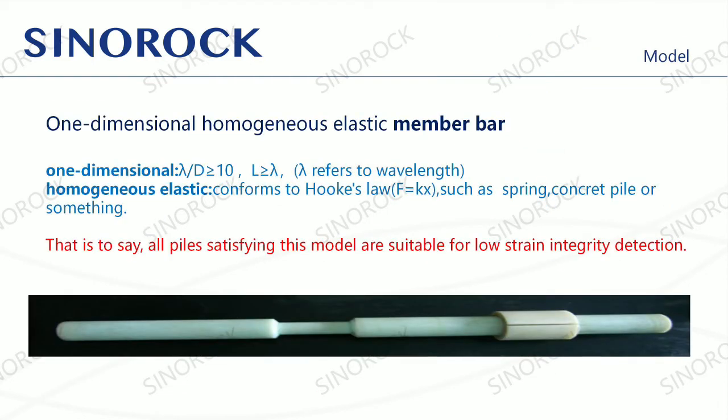The theoretical model of this method assumes one-dimensional homogeneous linear elastic members. First of all, our understanding of one-dimensional is that the ratio of pile length to diameter should be greater than 10. For example, a pile with a diameter of 1 m and a pile length of 2 m is not suitable for PIT testing. The understanding of elastic is that the rod is made of a material that can be restored to its original shape after deformation, in compliance with Hooke's law. In other words, all piles that meet this characteristic can be tested with low-strain pile integrity testing.